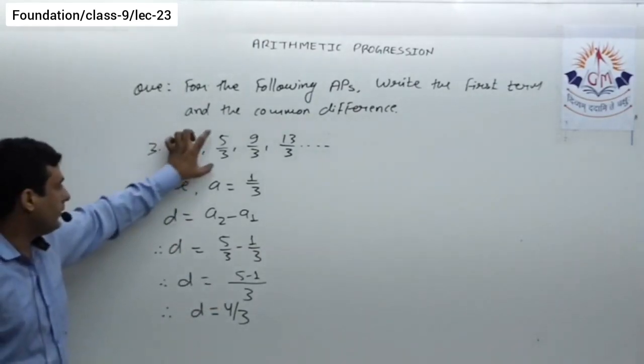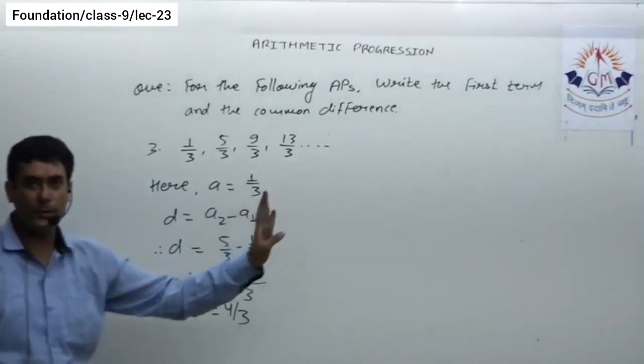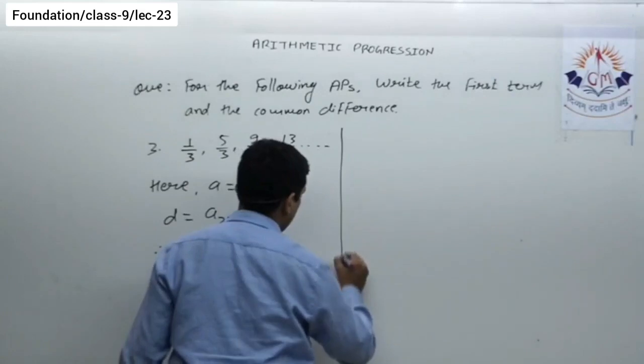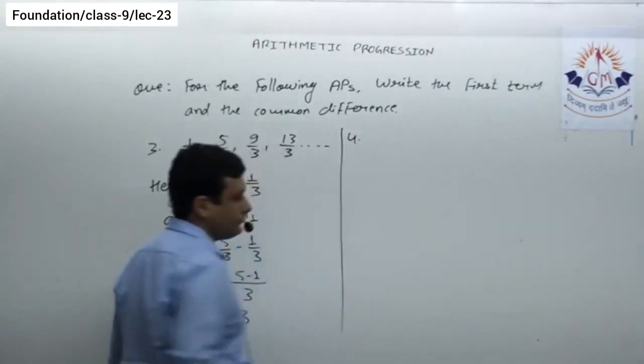1 by 3 plus 4 by 3 is 5 by 3. As the denominators are the same, it's very easy. Let us see the next one, the fourth.